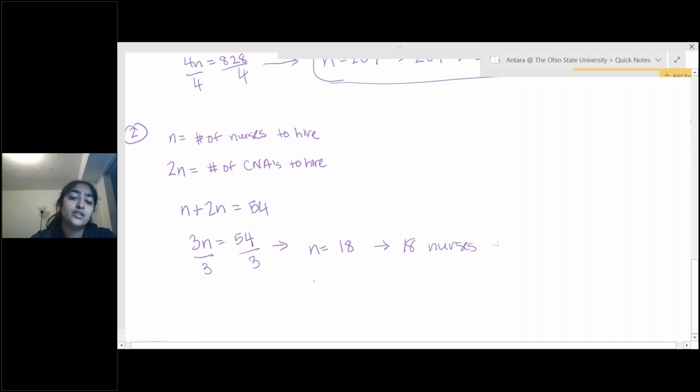And then we know that 2N equals 2 times 18. And that is 36 CNAs.